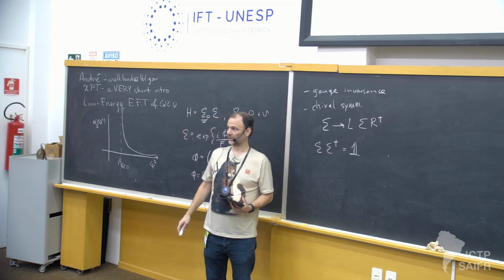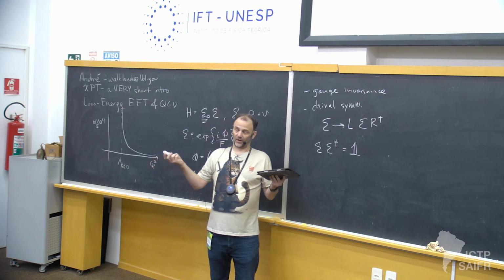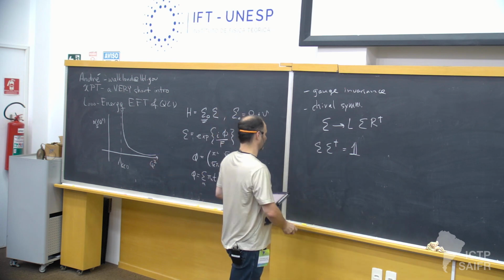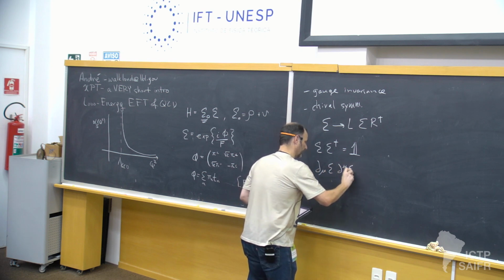So what do we have to do? Well, we know we usually write down kinetic operators for our fields, so let's try multiplying derivatives onto this thing. So let's consider d mu sigma dagger.